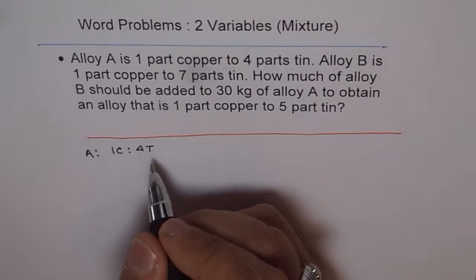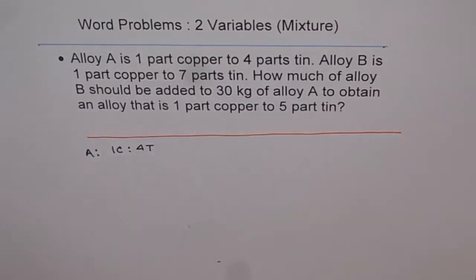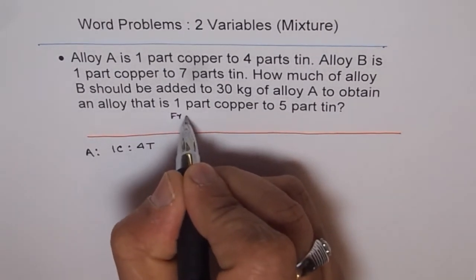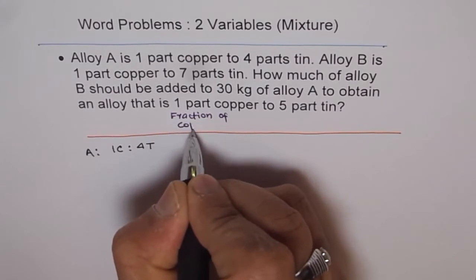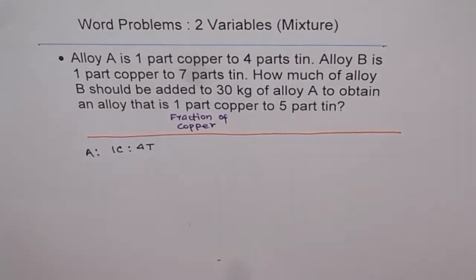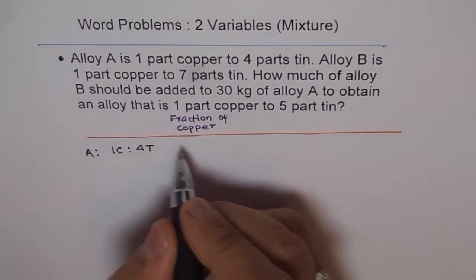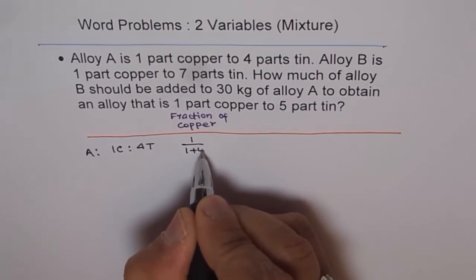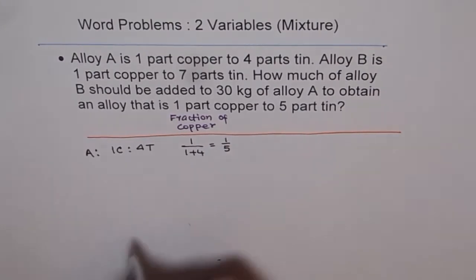So in that case, what is the fraction of copper in this? That is what we'll try to figure out. So we'll try to figure out in A, what fraction is copper. We're trying to find the fraction of copper, correct? So we say the fraction of copper in this is 1 out of 1 plus 4, right? Total is, there are 5 parts. That means 1/5 is copper in A, right?